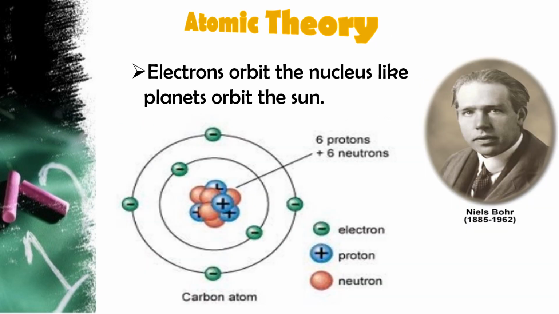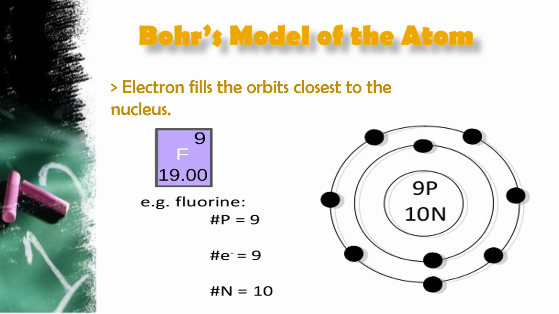Now, Niels Bohr says that electrons orbit the nucleus like planets orbit the sun. So electrons fill the orbit closest to the nucleus.